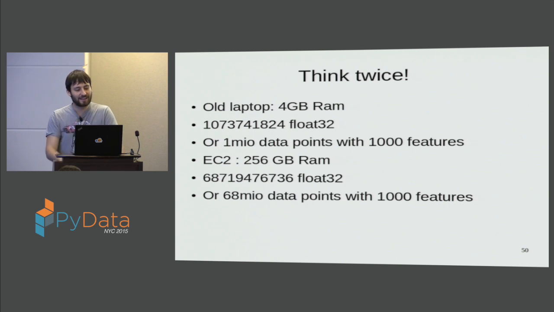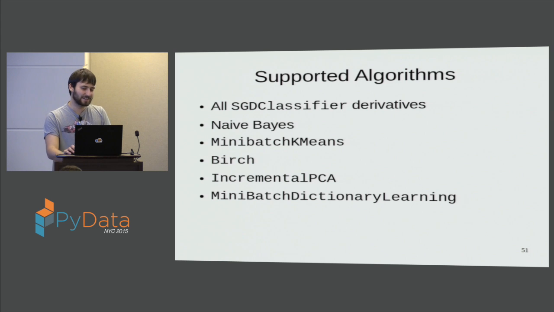So this houses then 2 million data points with 1,000 features, which is a lot. And the EC2 machine houses like 68 million data points with 1,000 features dense. This is really a lot of data, so just get a bigger machine. Okay, but if you have terabytes of data, then you can use the out-of-core capabilities in Scikit-learn.